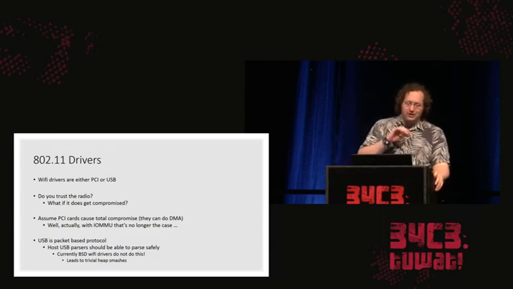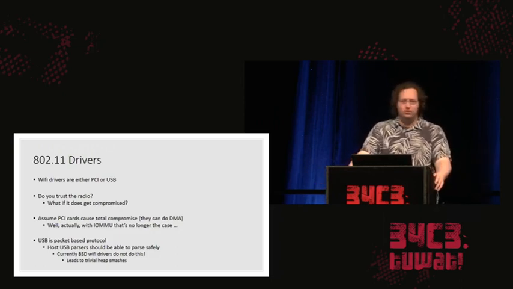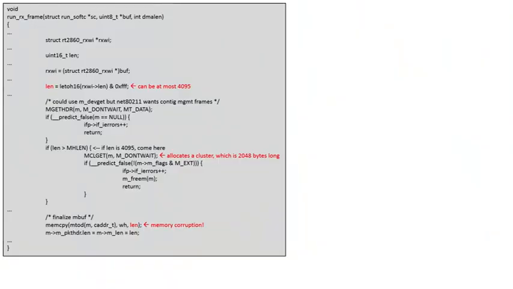But when it comes to the USB drivers for 802.11, the USB protocol is essentially packet-based. So your USB host really should be able to parse the packets correctly and not blow up if you get bizarre USB packets from your Wi-Fi radio. It turns out they're currently not really doing that, and this leads to very trivial heap smashes. I wanted to give one example, but I really gave you 5 examples of the same thing. In this one driver, there's a length field that can be up to a page long, and they create an MBUF cluster which can be 2,000 bytes long, and then do a memcpy with that length into that cluster without ever validating whether that length is bigger than the cluster. Obviously that means you get trivial memory corruption.